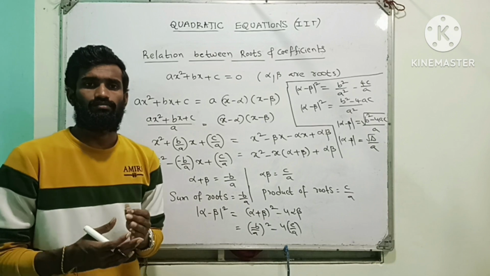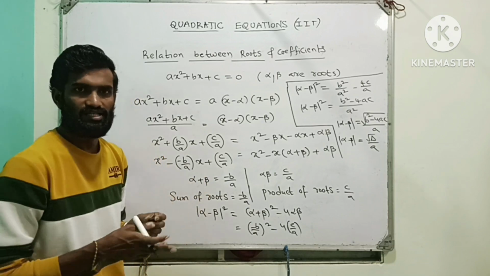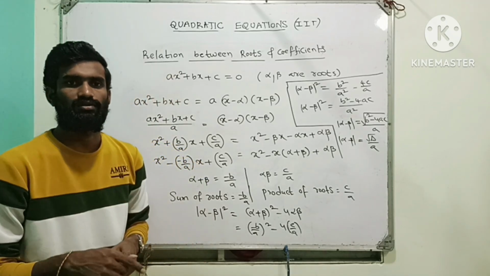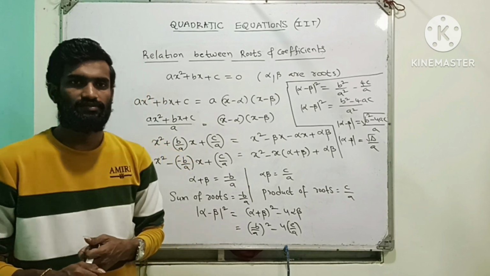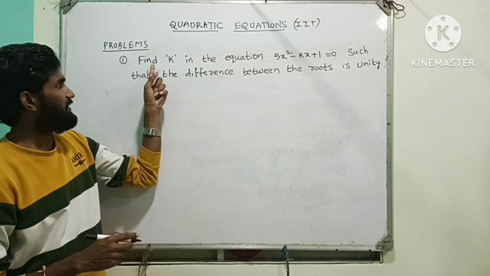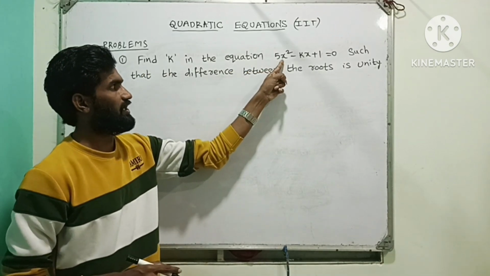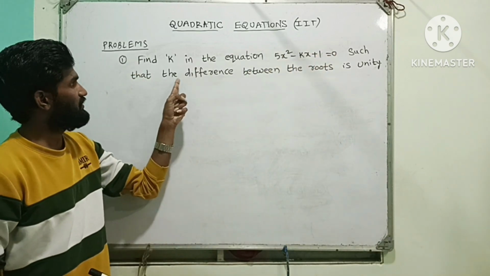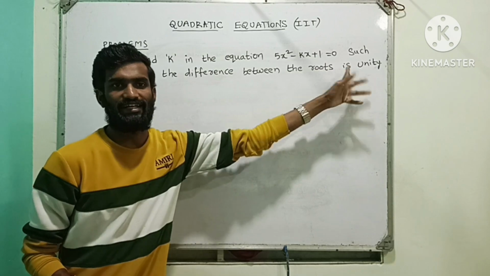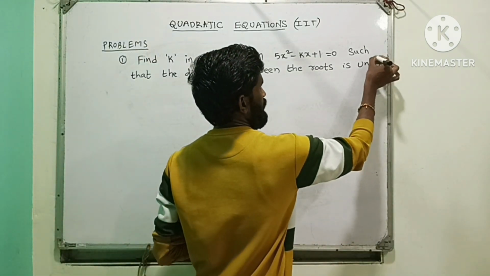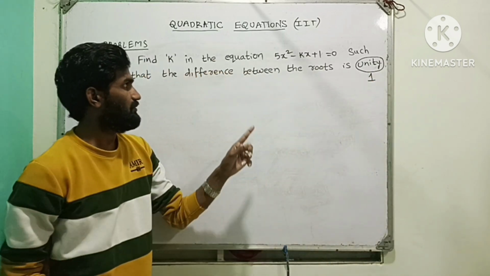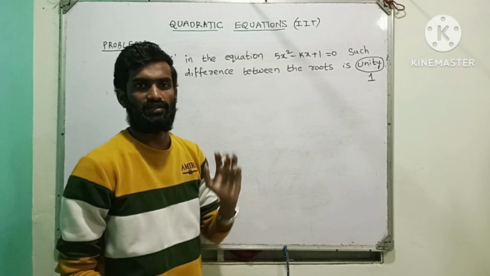Now we'll solve some problems based on this concept. Based on those concepts, we are going to see some problems. Observe this equation. First question: find k in the equation 5x square minus kx plus 1 equal to 0 such that the difference between the roots is unity. What is the meaning of unity? Unity means 1. So the difference between the roots is 1.